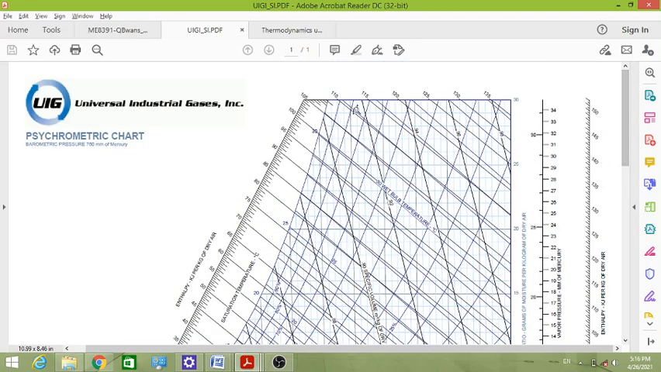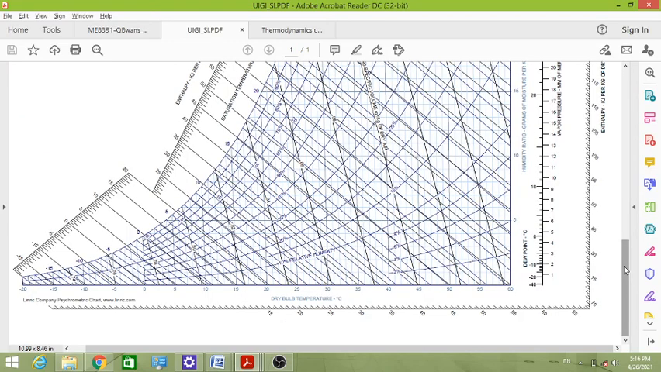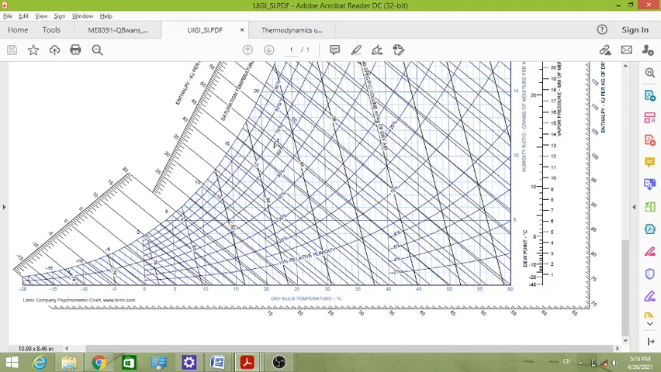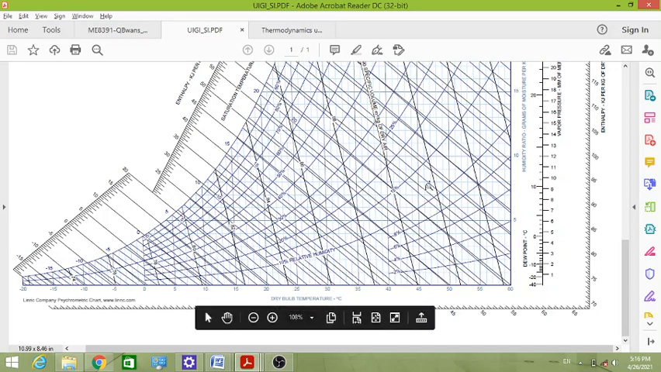So these curves, see, this is 10%, 20%, 30%, 40%, 50%, 60, 70, 80, 90, and these curves belong to relative humidity. So all these are the parameters.